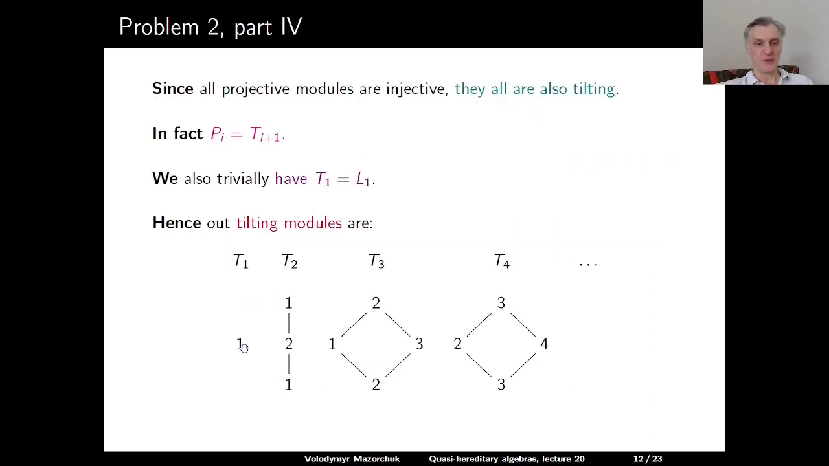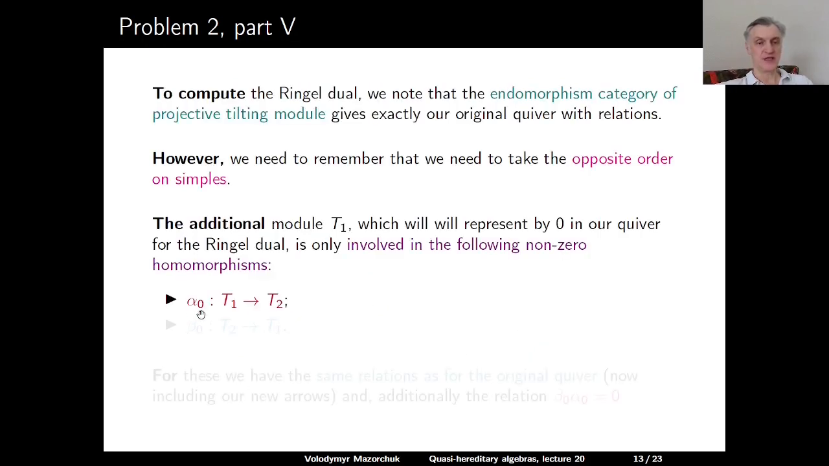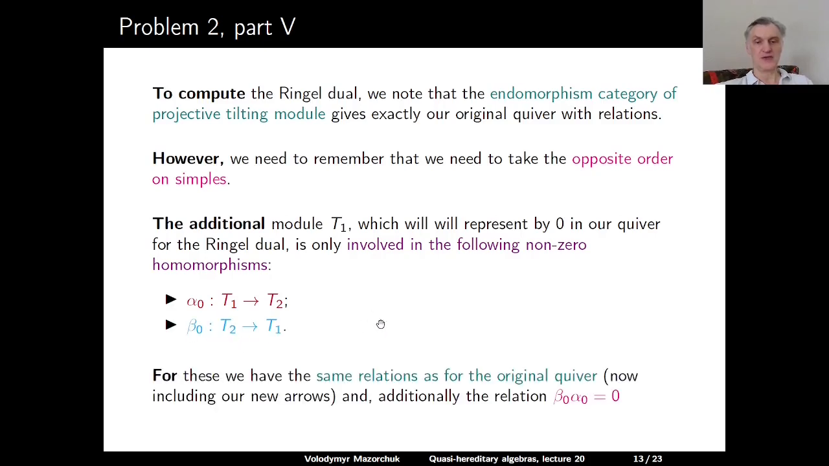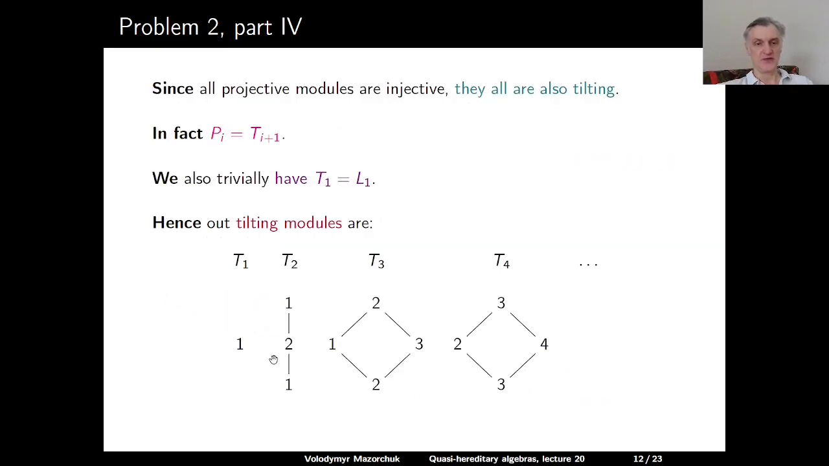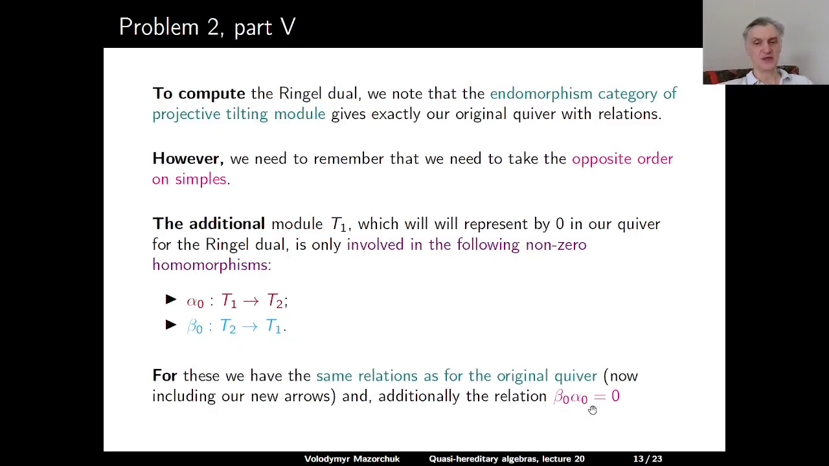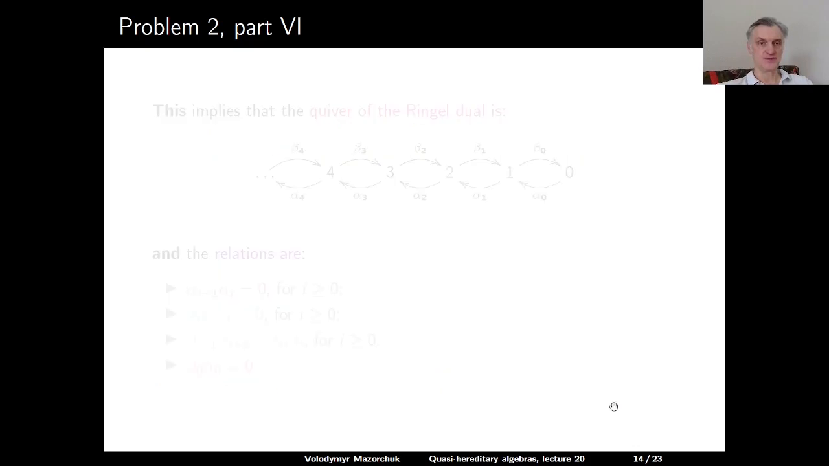So we can map T1 into T2, we embed T1 into T2 here, or we can project T2 onto T1. We cannot do anything else. So we have the homomorphism alpha 0 from T1 to T2, and the homomorphism beta 0 from T2 to T1. And for these, we have the same relations as for the original quiver, but now including the new arrows, and the additional relation that beta 0 after alpha 0 is 0. Indeed, if you start from here, we embed it into T2, and when we project back, the socle is killed. This gives us the relation beta 0 after alpha 0 is 0.